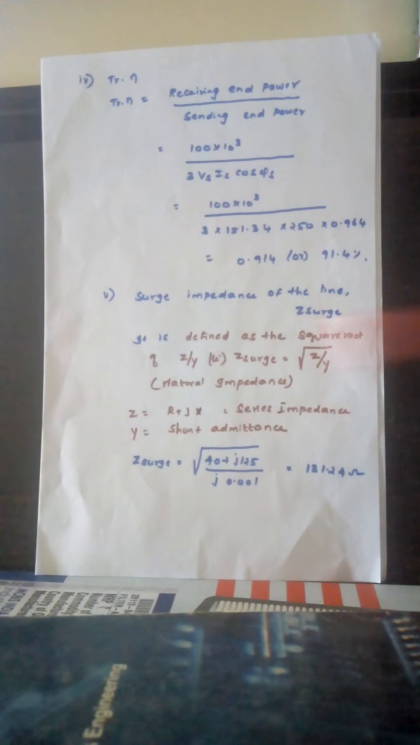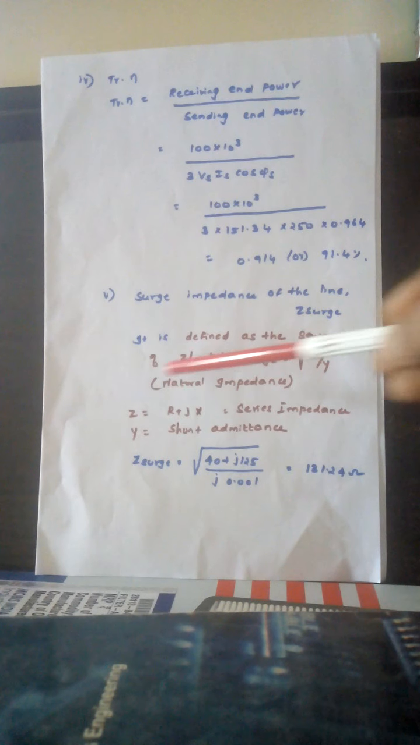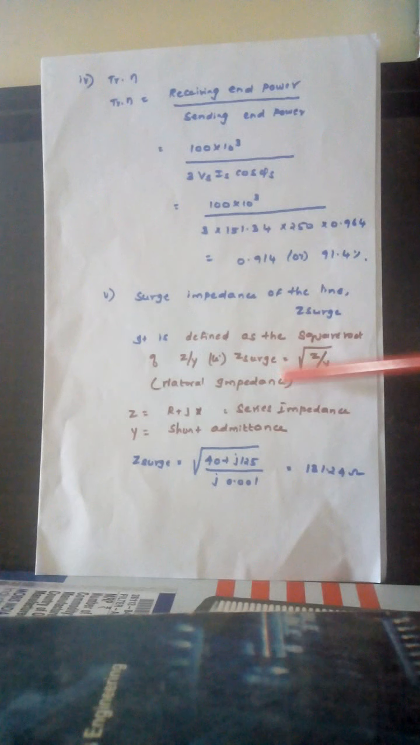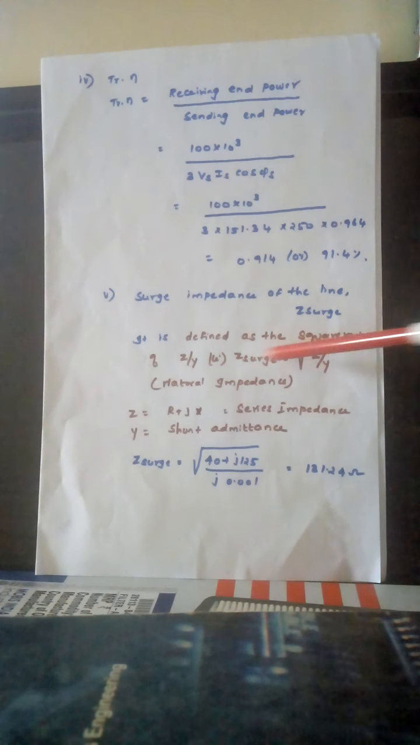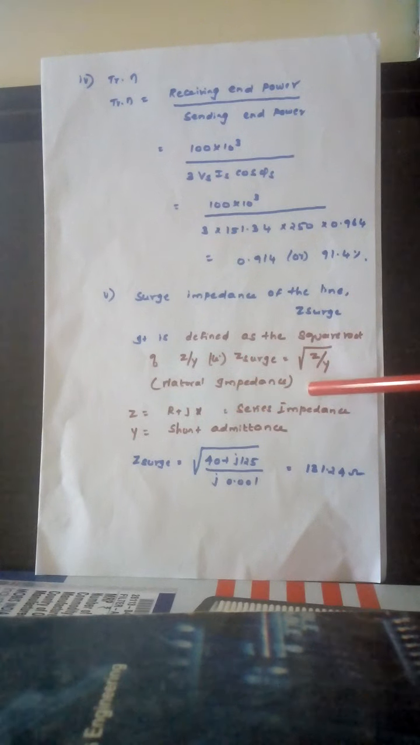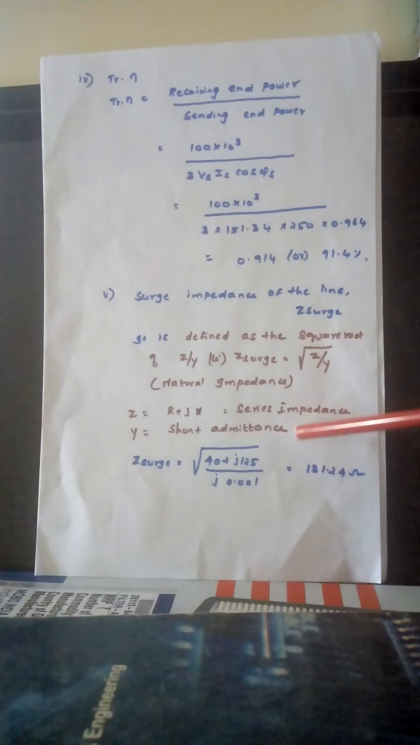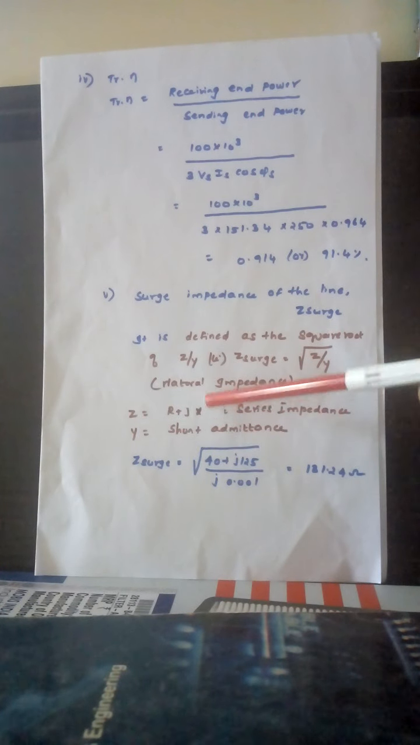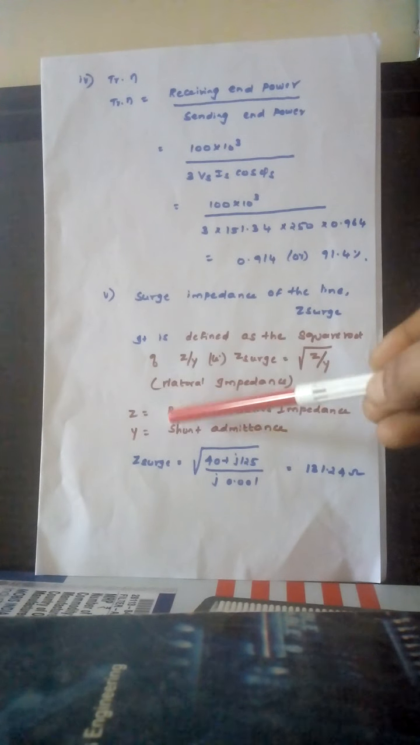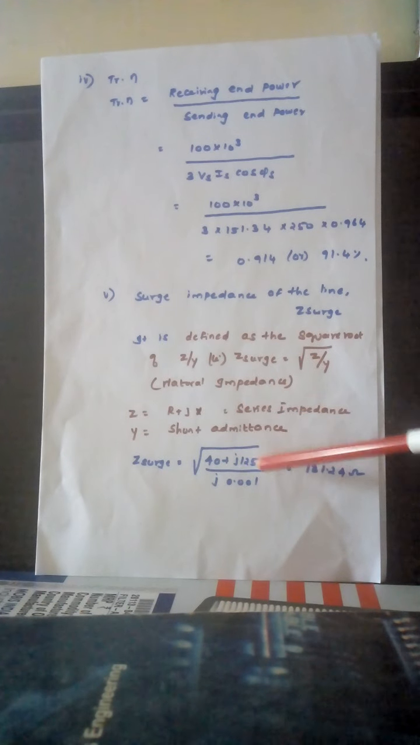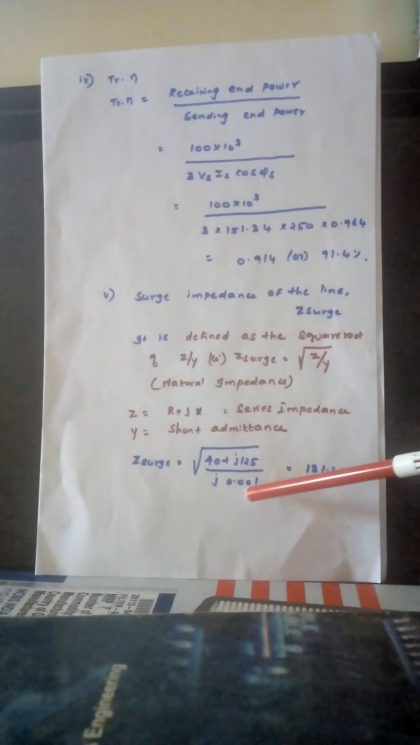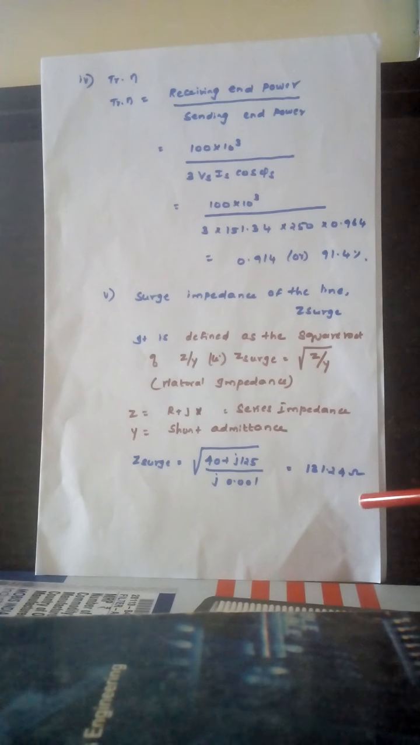Next, the last one, they are asking to find the surge impedance of the line, which we can call Z surge. We can define it as the square root of Z by Y. Sometimes we call it the natural impedance also. Z is nothing but the series impedance, that is R plus jX, and Y is the shunt admittance. They have given the series impedance as 40 plus j125, and the shunt admittance as j0.001. If you solve, we get Z surge as 131.24 ohm.